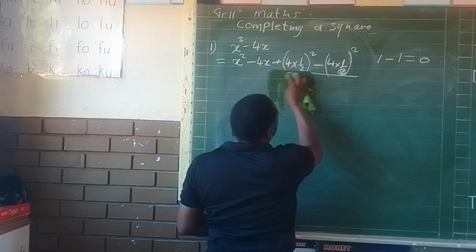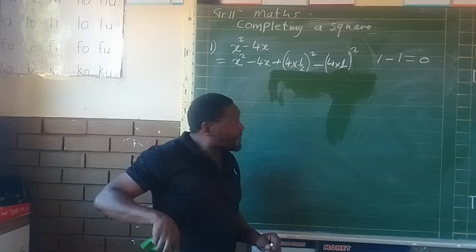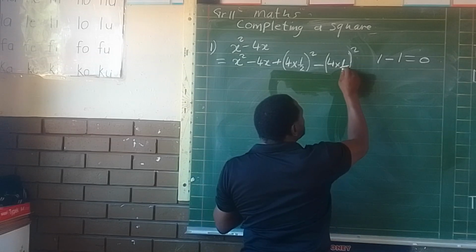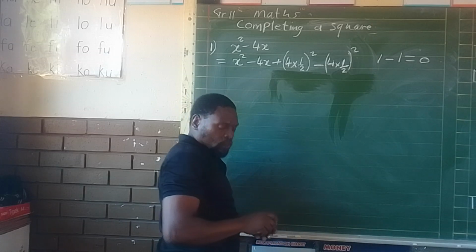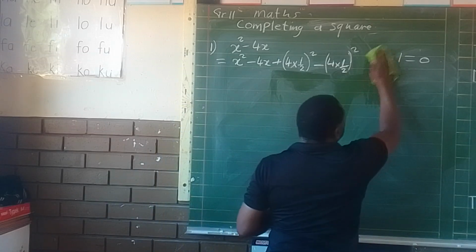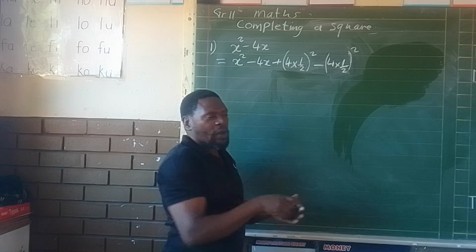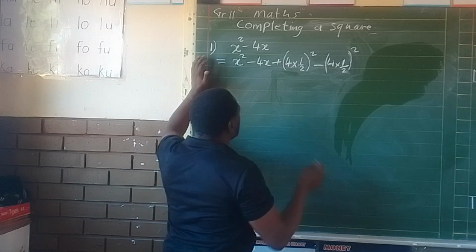So do not lose the concept here, because you're going to lose the momentum. The concept here is you take the coefficient of x, you multiply it by half, then you square it. You have completed the square. You take the coefficient of x, you multiply it by half, you square everything inside the bracket. That is the completing of a square.